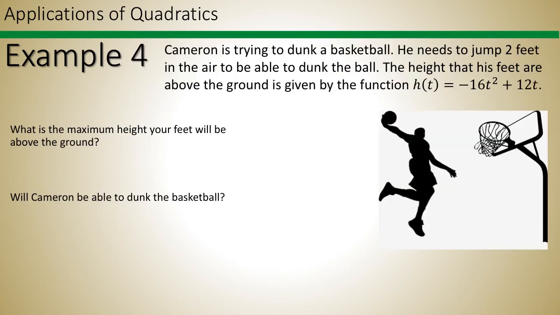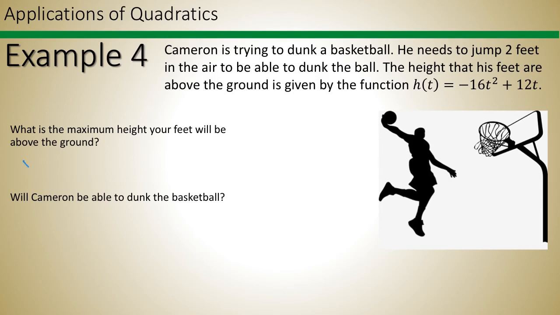Okay, here's one more example. It says Cameron is trying to dunk a basketball. He needs to jump 2 feet in the air to be able to dunk the ball. The height that his feet are above the ground is given by the function negative 16t squared plus 12 times t. Okay, so what is the maximum height your feet will be above the ground? So, or Cameron's feet. So we need to find the vertex again.